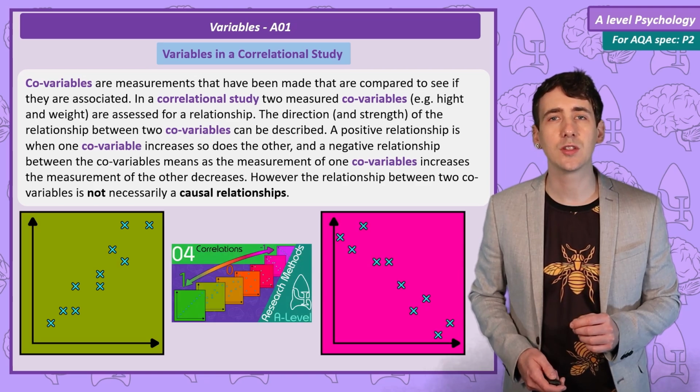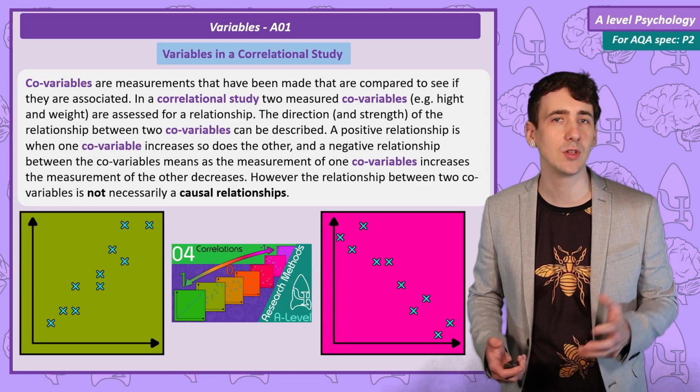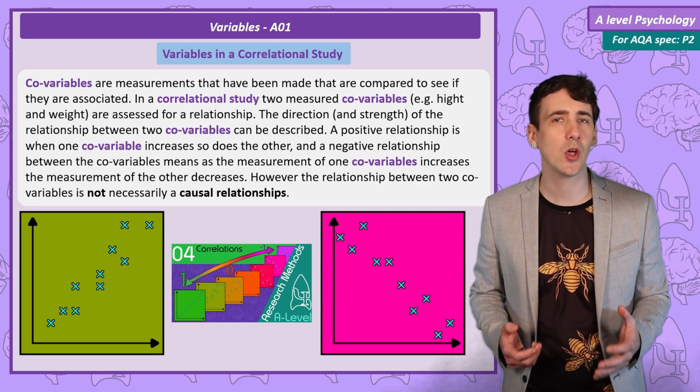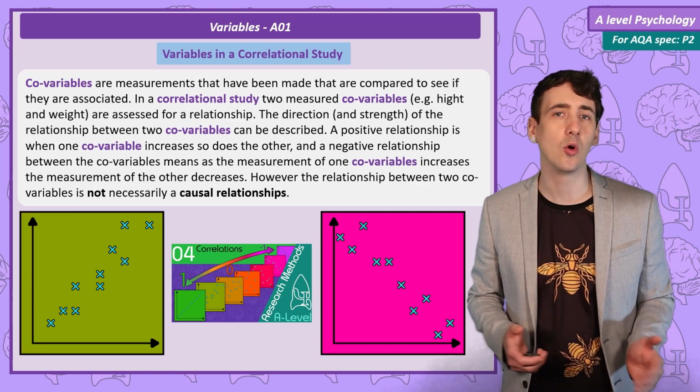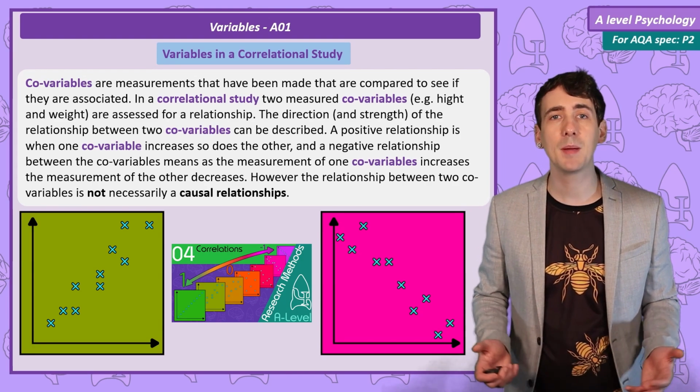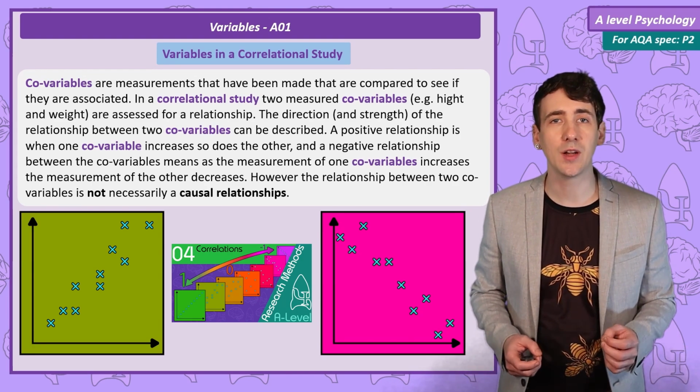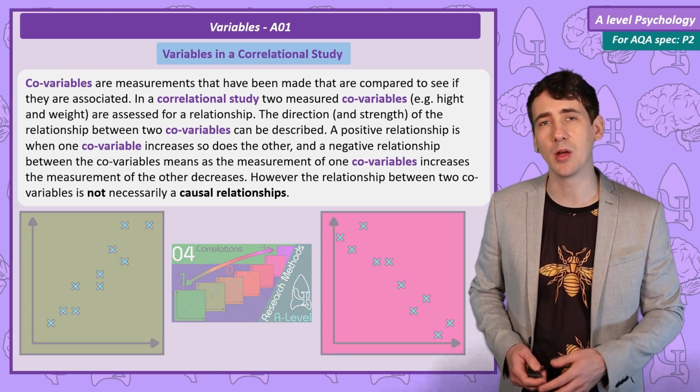In correlational research, we can say two covariables are associated, but we can't say with covariables that a change in one cause a change in the other. It might be the other way around, or that a third variable is responsible for the change in both.